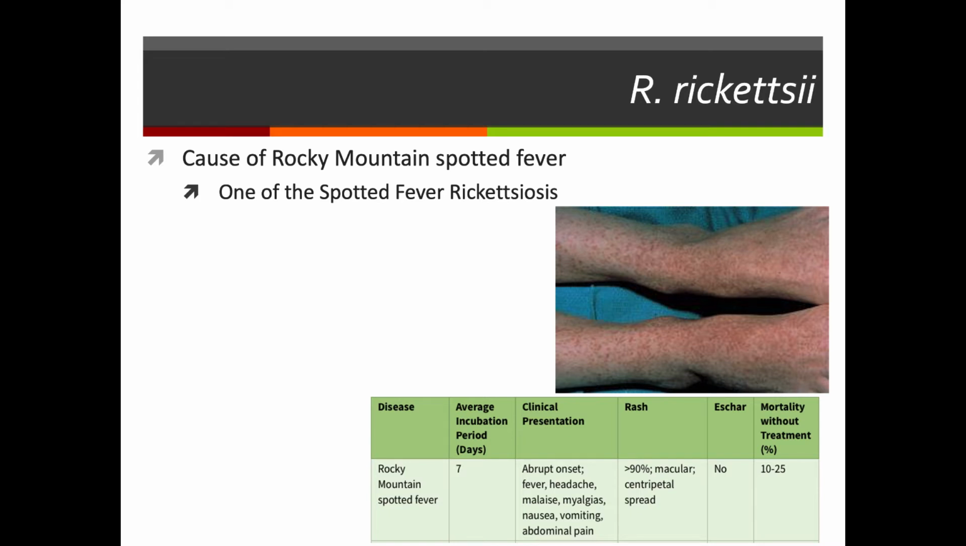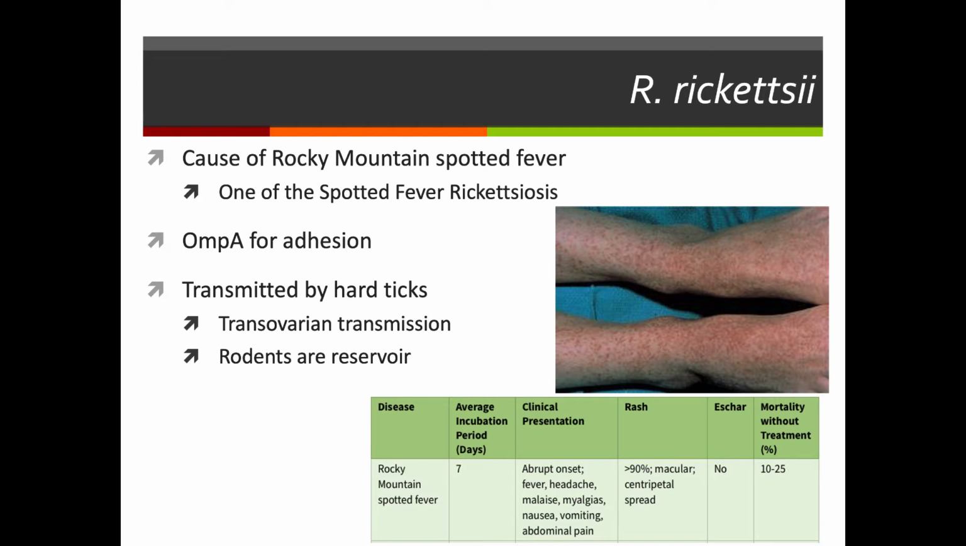Even though it's called Rocky Mountain spotted fever, it is not isolated to the Rocky Mountain regions. We do have cases of Rocky Mountain spotted fever that can be diagnosed in California. It belongs to the group of spotted fever rickettsial infections. It has a protein called OMP-A, outer membrane protein A, that it uses to adhere to the host cells before being phagocytized. Rickettsia rickettsii is transmitted by hard ticks. Remember, we talked about those as being the ticks that feed for a really long time.